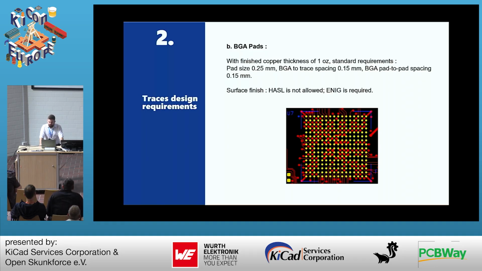For BGA pads, it's a question we have often on our live chat. So for 1 ounce, our standard requirements are a pad size of 0.25 millimeter and a trace spacing of 0.15. Okay, and also the BGA pad to pad has to be at minimum 0.15 millimeter, and we recommend ENIG for sure as surface finish and not HASL for this kind of footprint.